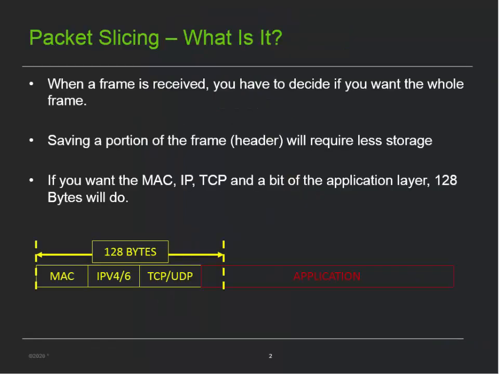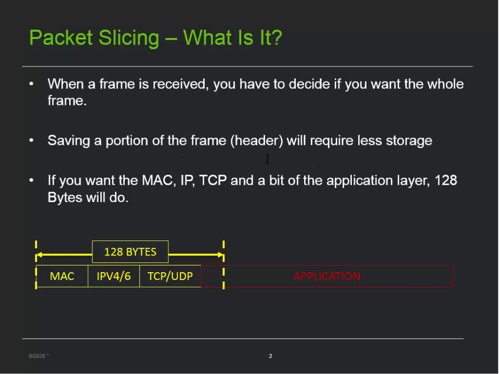When a frame is received, you have to decide if you want the whole frame. Now, you have to pay attention to your equipment. All vendors, all products may have packet slicing already turned on, they may have it disabled, some have only fixed settings, some you can type in a number. You'll see all of that throughout this presentation, but you should make sure whatever tool you use, whatever packet-based tool you have, you need to understand how or if it's packet slicing at all.